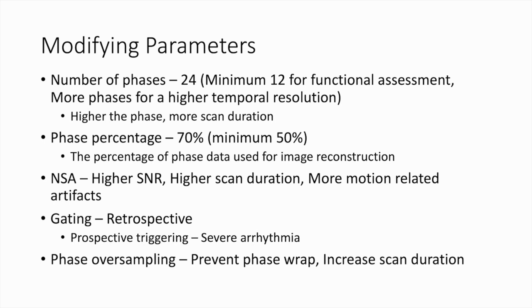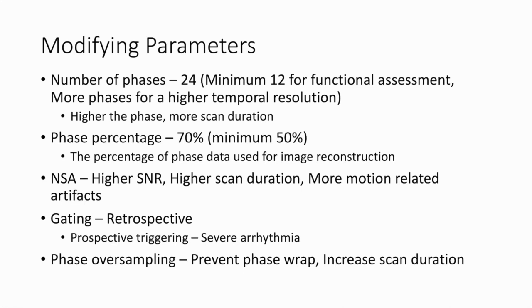Phase percentage is the percentage of phase data used in image reconstruction. Ideally, it is kept at 70% and should not be reduced below 50%. An increase in NSA increases the signal to noise ratio of the image and the scan time. However, there are more motion artifacts when the NSA is increased.